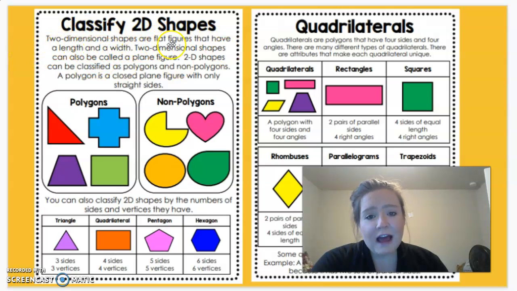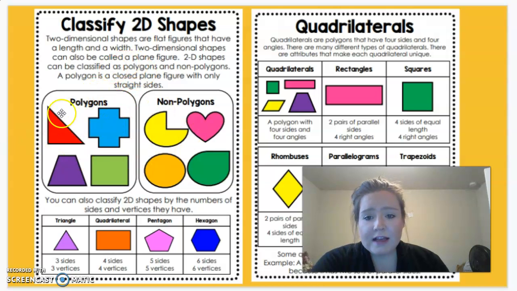Okay, so classifying 2D shapes. 2-dimensional shapes are flat figures that have a length and a width. 2-dimensional shapes can also be called a plane figure. 2D shapes can be classified as polygons and non-polygons. A polygon is a closed plane figure with only straight sides. So let's talk about polygons and non-polygons.